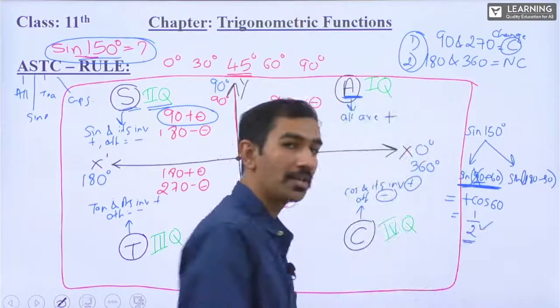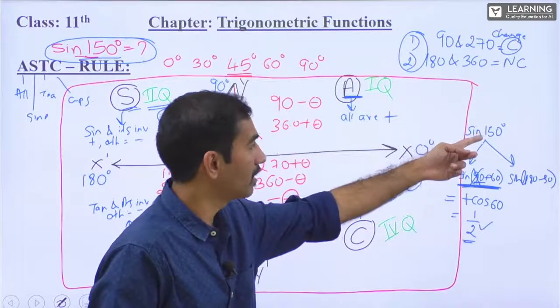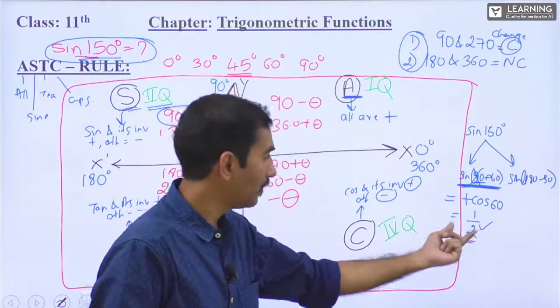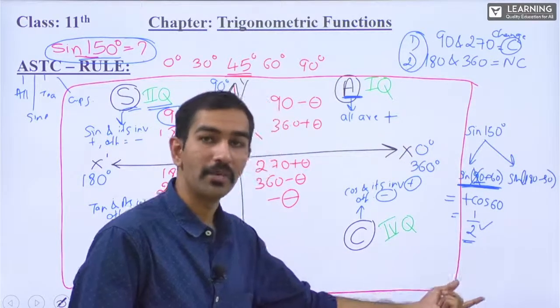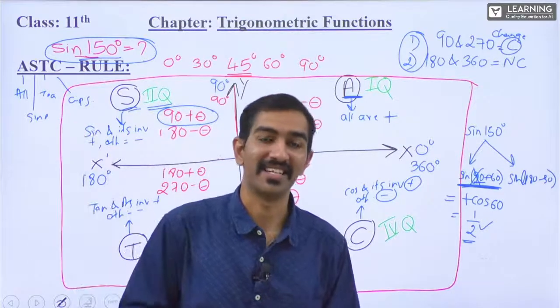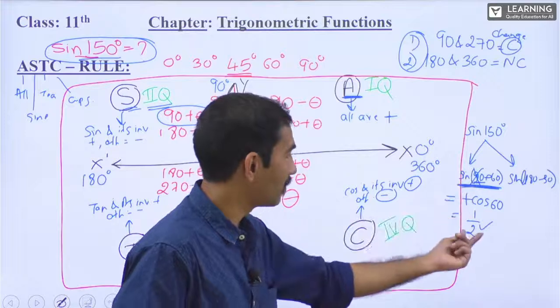So therefore, what is the value of sine 150 degrees? The value of sine 150 degrees is 1 by 2. How did we arrive at this value? We arrived at this value with the help of the ASTC rule. Understood? So this is giving us 1 by 2, right?